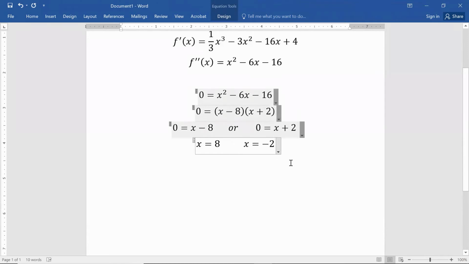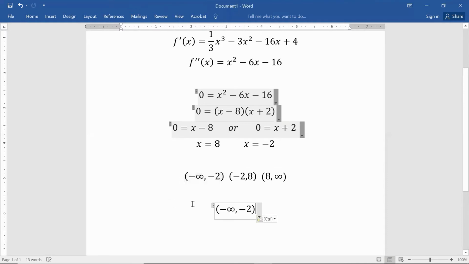Now, those 2 points are going to split the real number line into 3 different intervals. One from -infinity up to -2. The other from -2 up to 8. And then the other from 8 up to positive infinity. We can assess each one of these intervals separately.